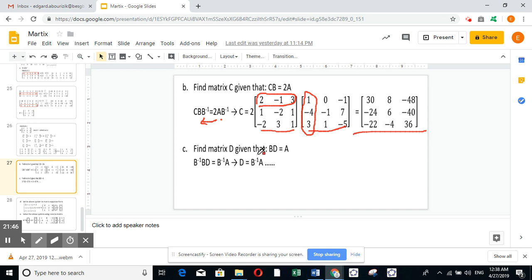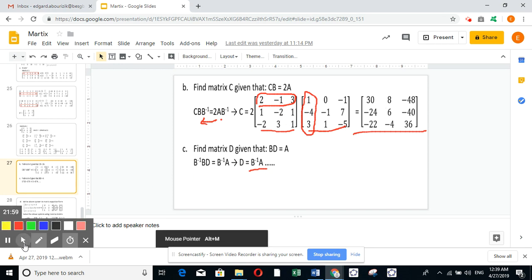Find matrix D given that BD is A. So I need to find D, so I need to get rid of B. I multiply to the extreme left, here also to the extreme left. So D will be B inverse A. I do the same thing here, you can do it by yourself.